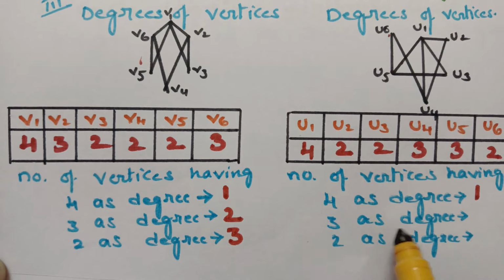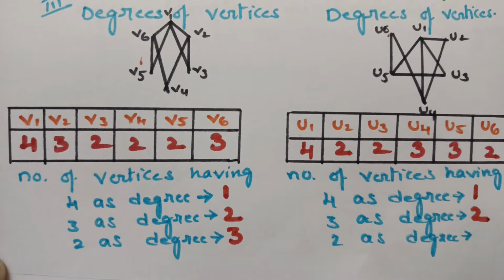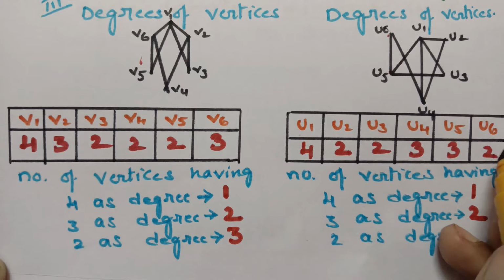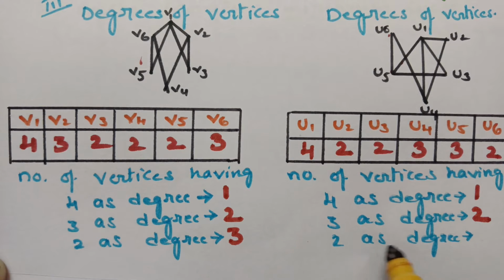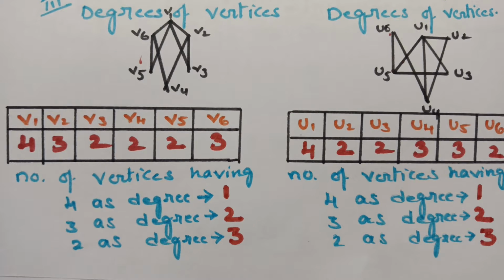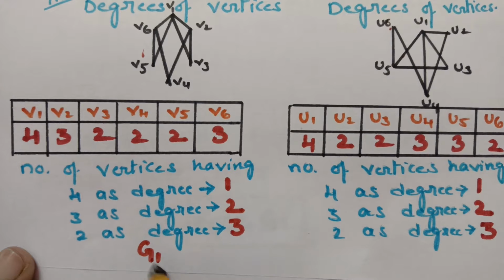And how many vertices have 3 as degree? This is 1 and 2. Two vertices have 3 as degree. And see here, 1, 2, 3. So the number of vertices having 2 as degree is 3. See here, in both the graphs, we have the same degrees.